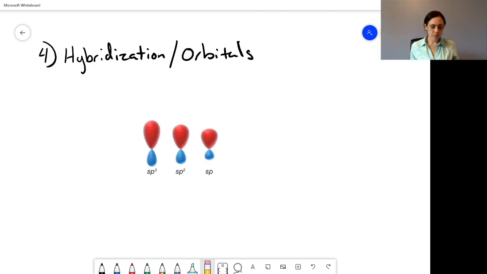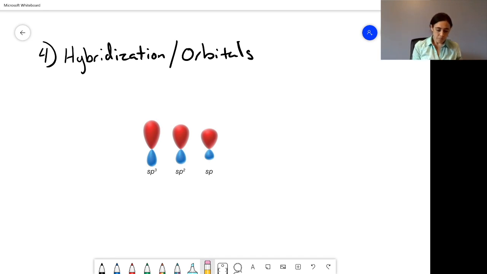All right, so the last of the four criteria we have for qualitatively assessing the relative acidities of different protons is hybridization or orbitals. So your book will refer to this as orbitals, but what we're dealing with is the hybridization on different atoms. So in organic chemistry, we're typically dealing with compounds that have one of three hybridization states. That's either sp3, sp2, or sp. So we're going to take a second to look at those orbitals and how their shape can influence the acidity of a proton.